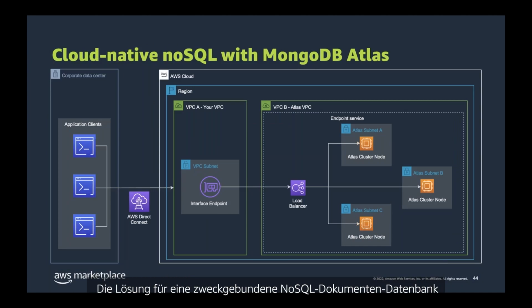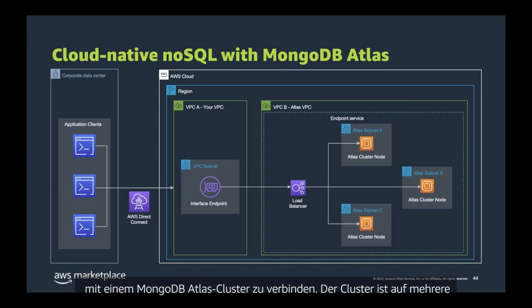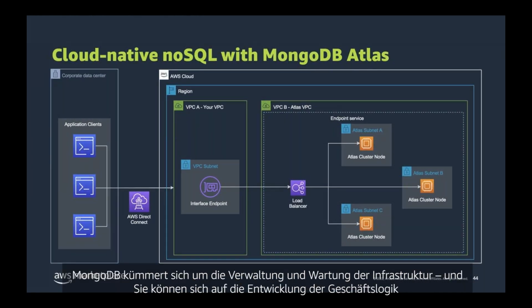The solution for NoSQL purpose-built document database is provided by MongoDB Atlas. MongoDB Atlas is a SaaS solution, and connecting this to your AWS account is pretty straightforward. In this example, an AWS Direct Connect is used to connect an on-premise environment to a MongoDB Atlas cluster. The cluster is distributed to multiple locations to provide scalability and availability. MongoDB takes care of managing and maintaining the infrastructure, and you focus on building the business logic in the application.